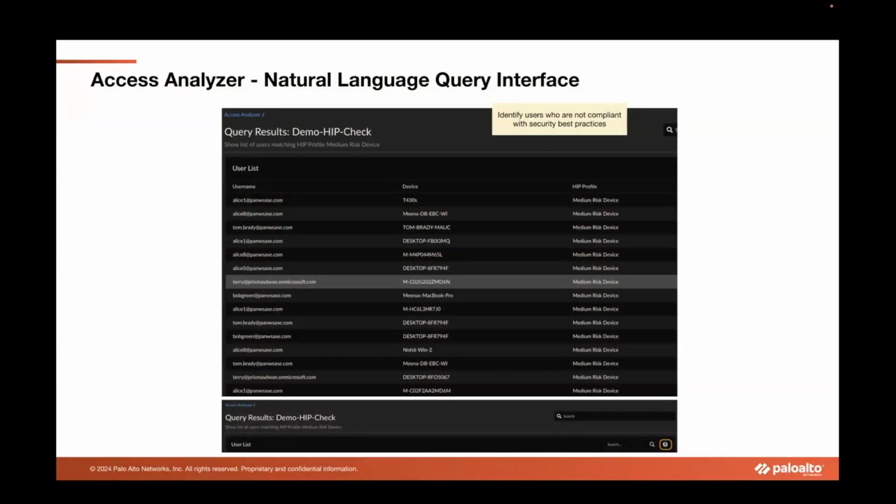So I want to introduce the Access Analyzer, which is a natural language query interface that is built into the product today, where administrators can easily type in a query and find out a bunch of information. I'm going to talk about certain specific use cases that we can address using the Access Analyzer. The first one is a query that the administrator can type in to find out how many users are not meeting security best practice requirements, or are failing posture checks.